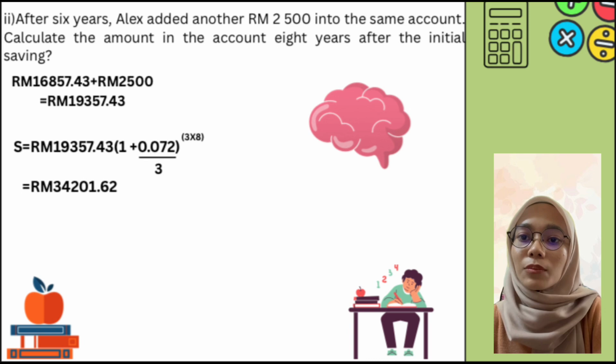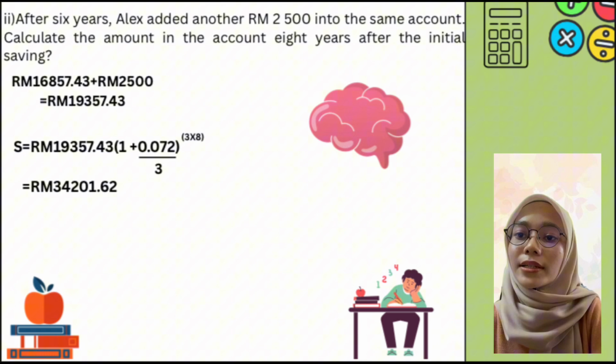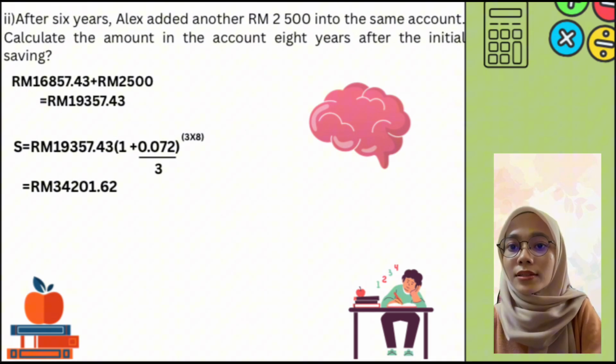So the new accumulated amount is equal to 9,357 ringgit 43 cent times (1 plus 0.072 divided by 3) to the power of 3 multiplied by 8. So the amount in the account after 8 years will be 54,201 ringgit 62 cent.